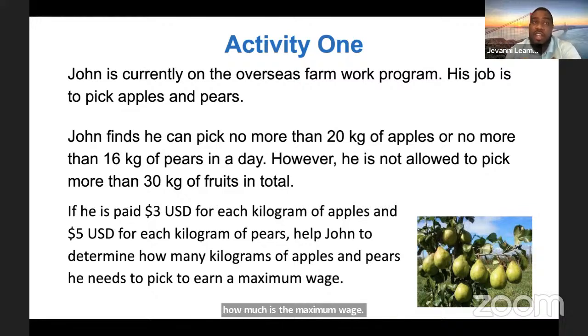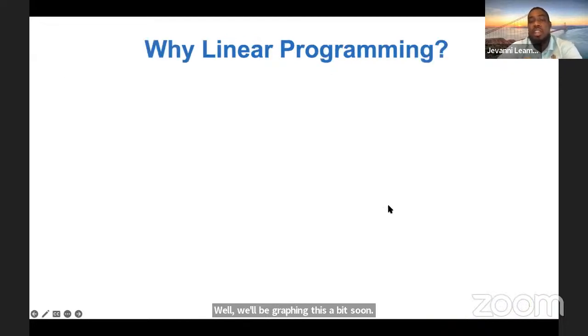We'll be graphing this a bit soon. But let's talk about what is linear programming. Can anybody give me a little definition of what they think linear programming is? Why do we actually use linear programming? Do you think it is crucial, and in what sector or business? Or give me an example, or give me your own thoughts on that.